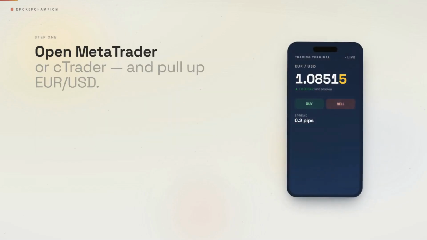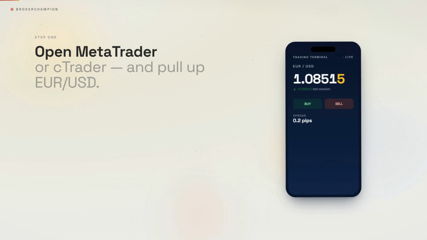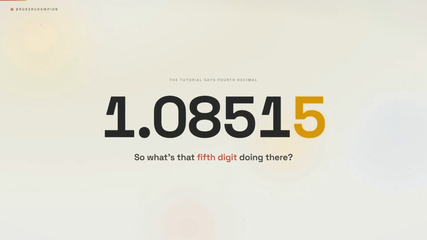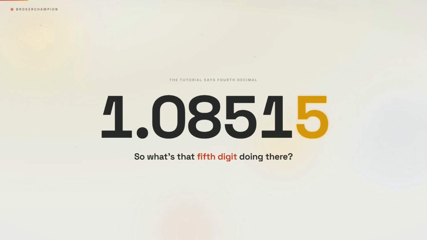First, do this. Open MetaTrader or cTrader, the trading software most retail brokers run on. Pull up EUR/USD and look at the price, 5 digits after the decimal. But every tutorial talks about pips at the 4th decimal. So what's that 5th digit doing there? Hold that thought, we'll come back to it.